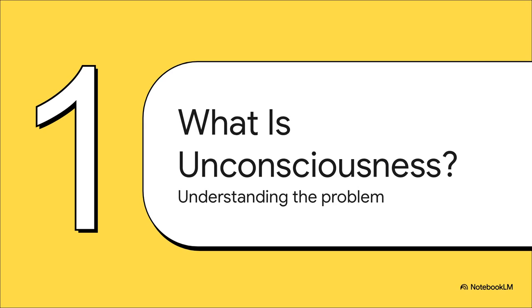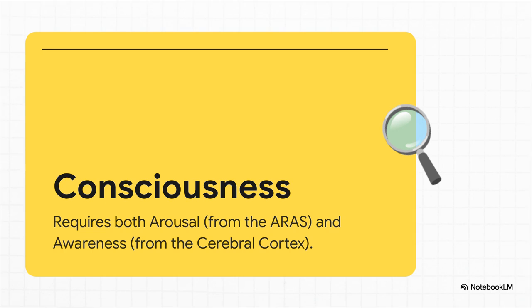First things first, before we can figure out why someone is unconscious, we have to understand what consciousness actually is and what has to break for it to go away. So consciousness really boils down to two key components. First, you need arousal. Think of this as wakefulness, the brain's on switch. This is controlled deep in your brainstem by something called the ascending reticular activating system, or ARAS for short. But just being on isn't enough, right? You also need awareness. That's the content of your consciousness, your thoughts, your memories. And that's the job of the big boss, the cerebral cortex. A patient becomes unconscious when either their arousal system gets knocked offline, their awareness centers are massively impaired, or, of course, both.